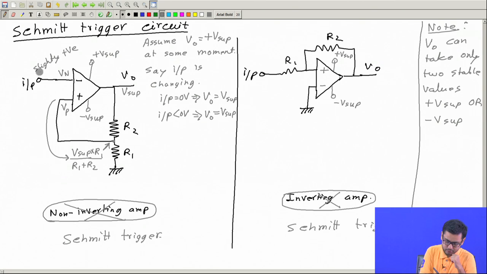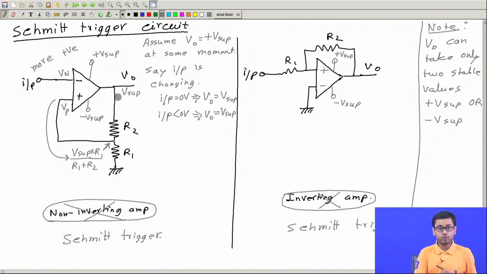But now, say I make the input more and more positive. Then it depends whether this input is greater than the current value of Vp or not. If the input is less than the current Vp, then the output will remain positive. But if I make the input higher and higher, then at some value this Vn will be greater than Vp, and then the output will become immediately negative.